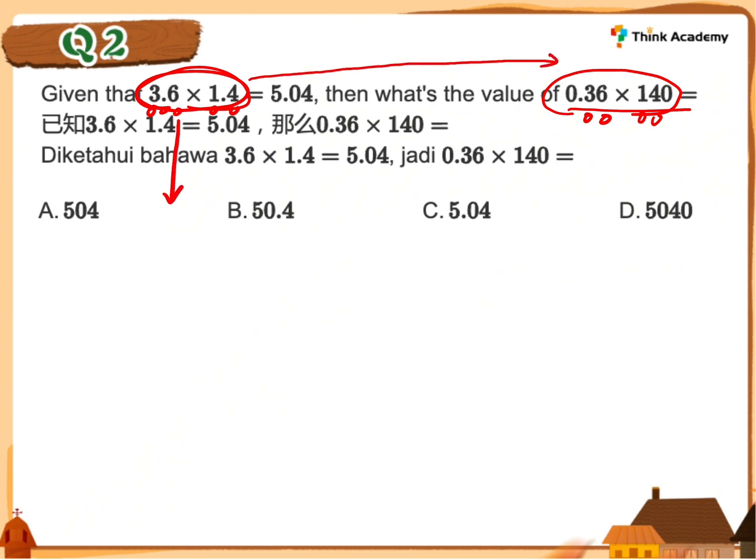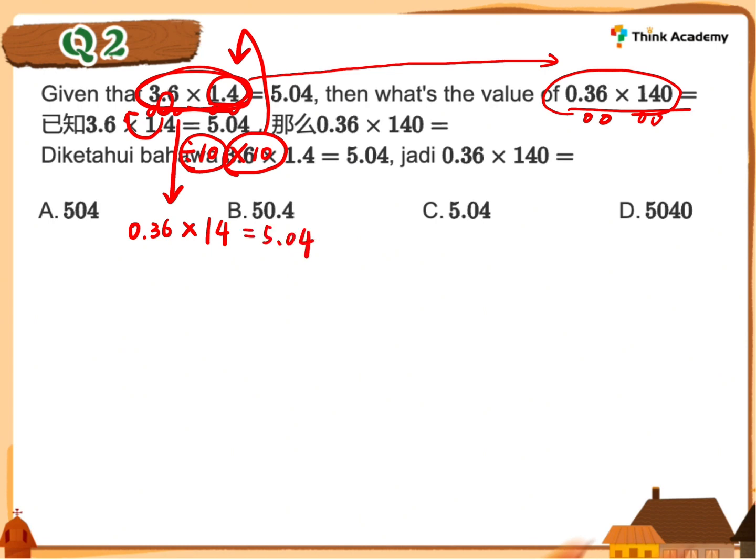So for 0.36, I just move the decimal point from here to here. If I do this surgery, it means we divide it by 10, right? So if I want to keep the formula unchanged, then I need to times 10, right? So I just move this times 10 to the second factor. It's 1.4, so it will change into 1.4 times 10, which is 14. So 0.36 times 14 is 5.04.